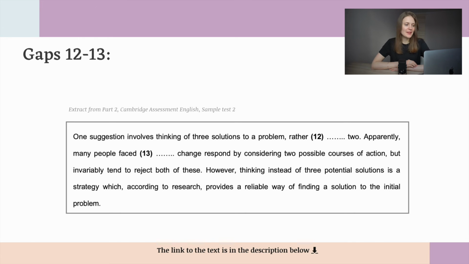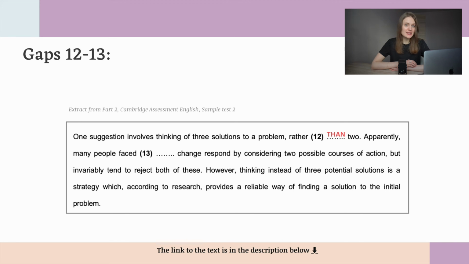The next paragraph talks about the first suggestion for managing change. It's the following. One suggestion involves thinking of 3 solutions to a problem rather than 2. And you are right. In gap 12, we have than, which is a part of the conjunction rather than, which indicates the choice between 2 options. Let's get going. Gap 13.